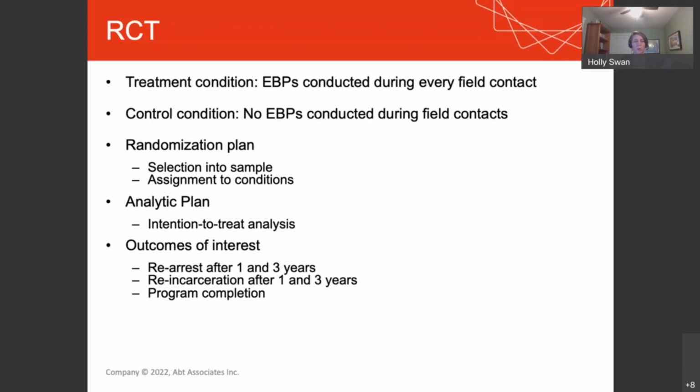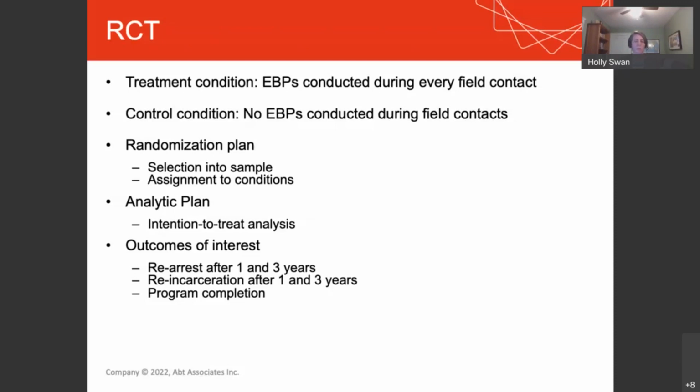Randomization is going to occur as soon as a new case gets put onto community supervision, and they have received an assessment and been identified as moderate or high risk. That's the eligibility criteria for our study, and they will then be randomized into one of these conditions.